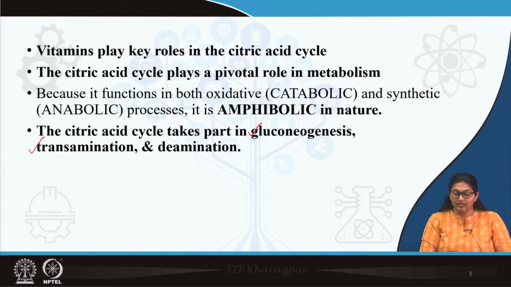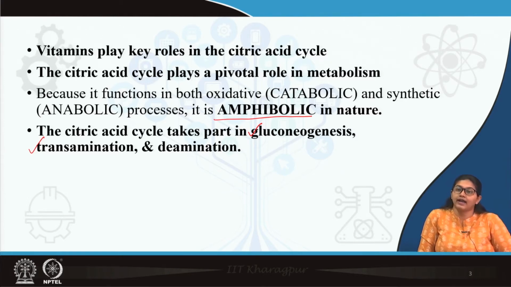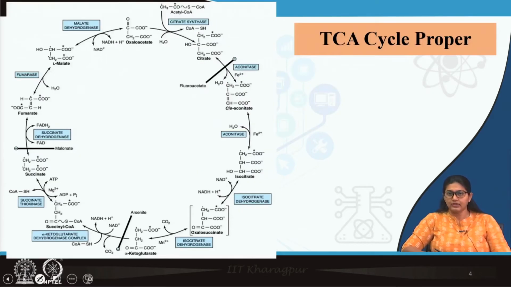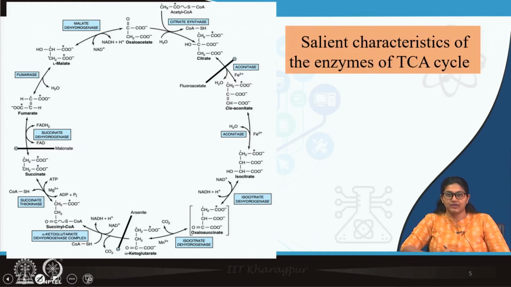Next, we already highlighted that it acts as an amphibolic pathway, meaning it functions as a catabolic pathway where oxidative degradation of products happens, and also as an anabolic pathway, where it acts as a precursor for different biosynthetic molecules. These are the important things to remember about the TCA cycle. You can see this is the TCA cycle from the previous class. Now there are a few important enzymes and their features I would like to discuss.